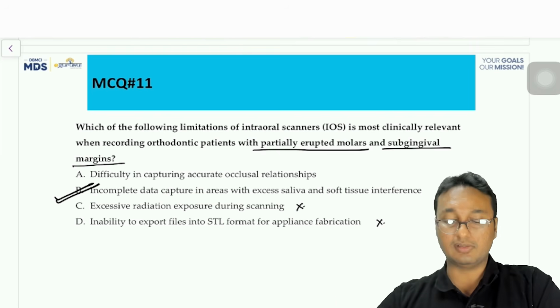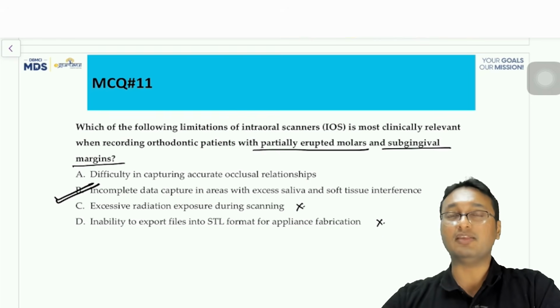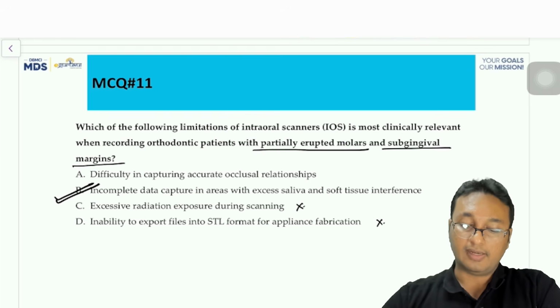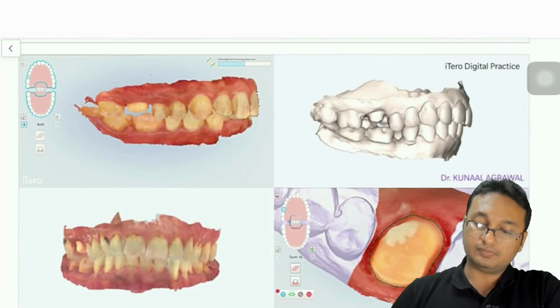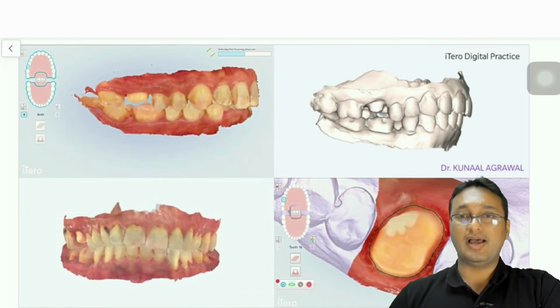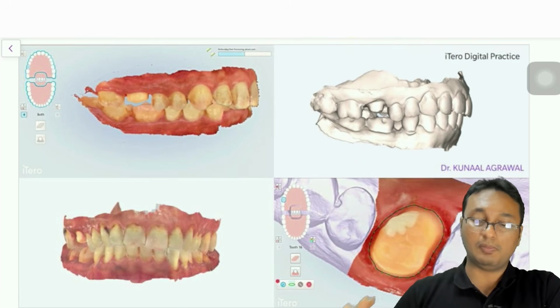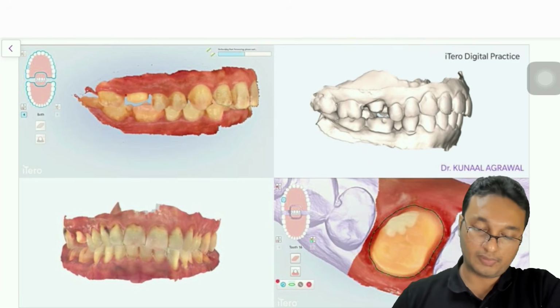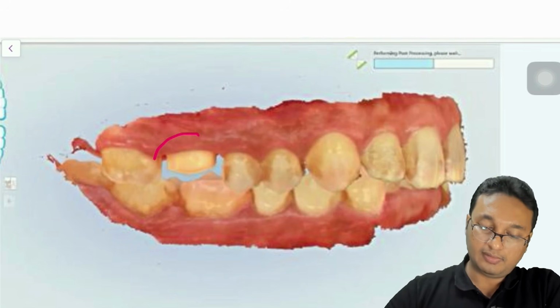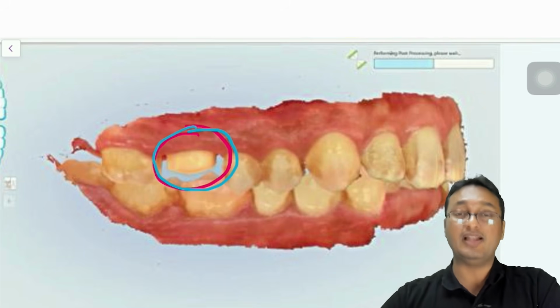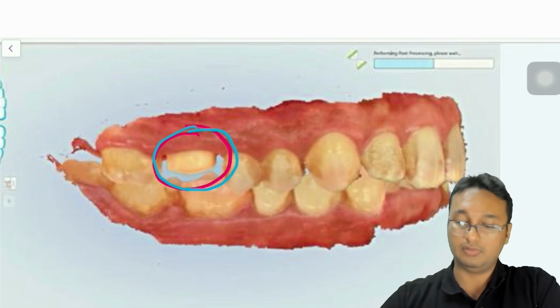It makes more sense clinically. That is incomplete data capture in areas with excessive saliva and soft tissue interference. Let me show you one of my own cases. I had a problem in one of my cases. I'm showing that to you. Now, this is a crown preparation I did in one of my own patients. I did a scan and sent the digital file to the lab for fabrication of the crown.